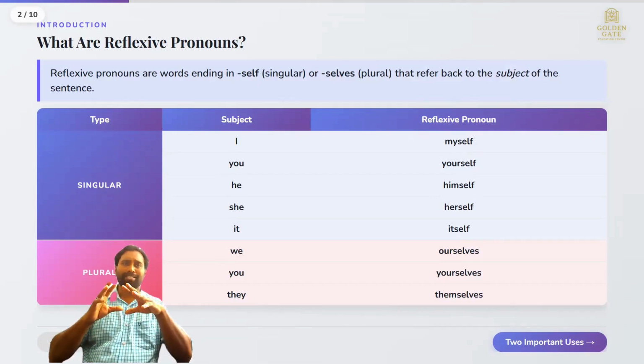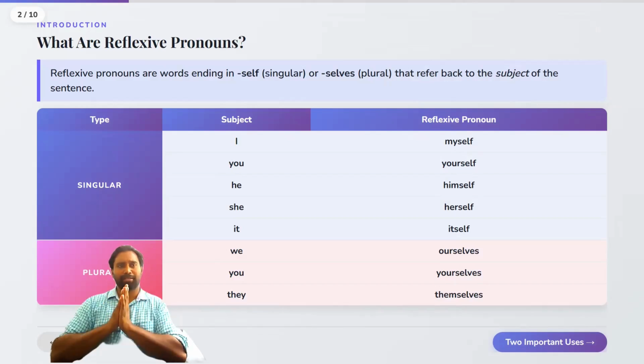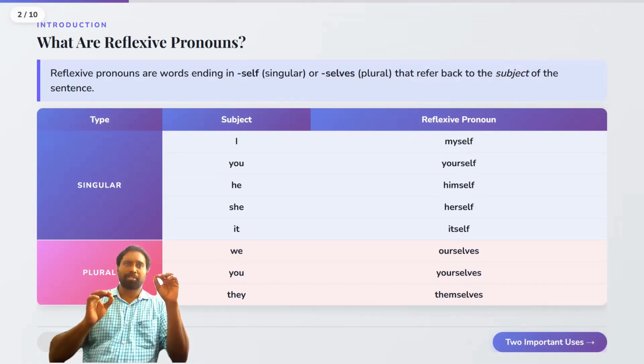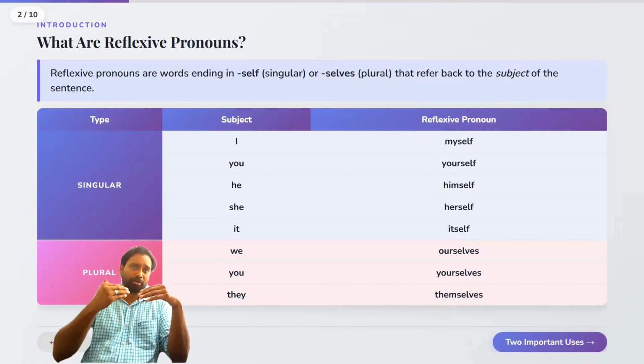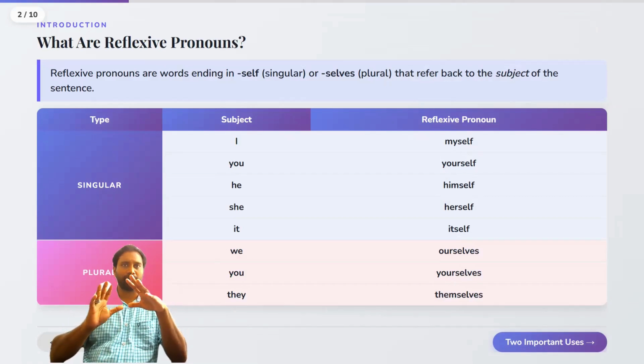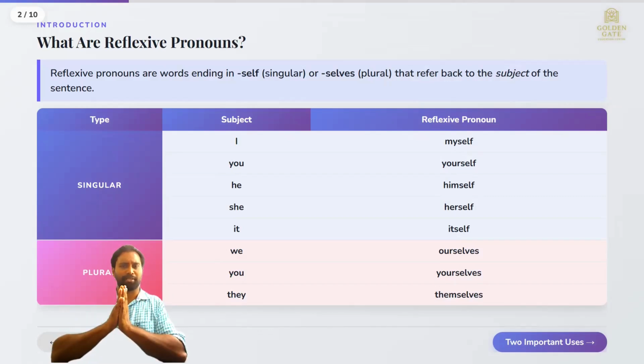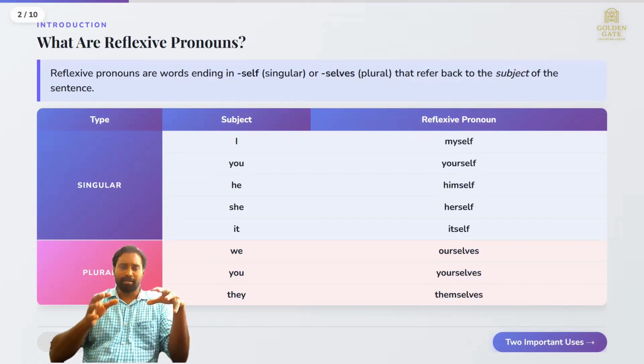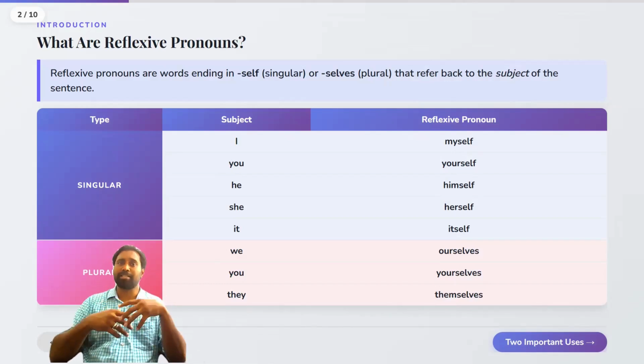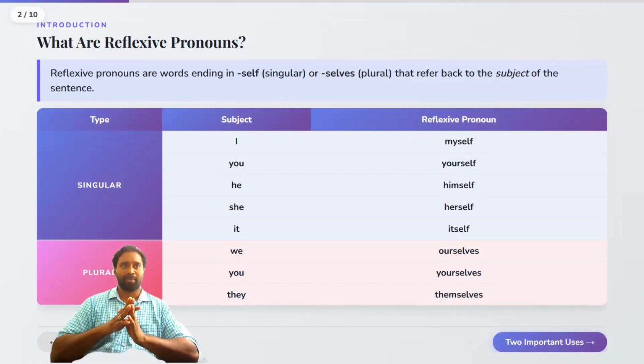So, children, what are reflexive pronouns? Let me explain. A reflexive pronoun is a special type of pronoun that refers back to the subject of the sentence. Okay, now you might wonder what is the subject of a sentence? That is, the person or the thing who does the action. The performer of the action. If not, we can say the doer of the sentence.